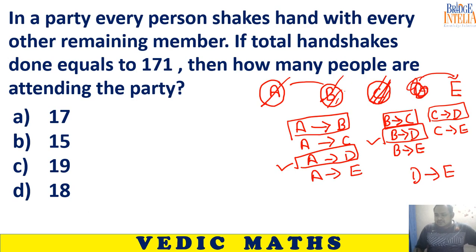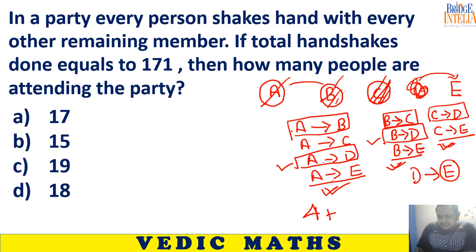If you think carefully, E has shaken hand with everyone else. E has shaken hand with A, E has shaken hand with B, E has shaken hand with C, and just now E has also shaken hand with D. So how many handshakes are there? 1 plus 2 plus 3 plus 4. If you count the series of B, 1, 2, 3. So 3 if you count the series of C, D and E. So 2, and if you count the series of D, only one handshake. So 4 plus 3 plus 2 plus 1. So this is the meaning of the question.